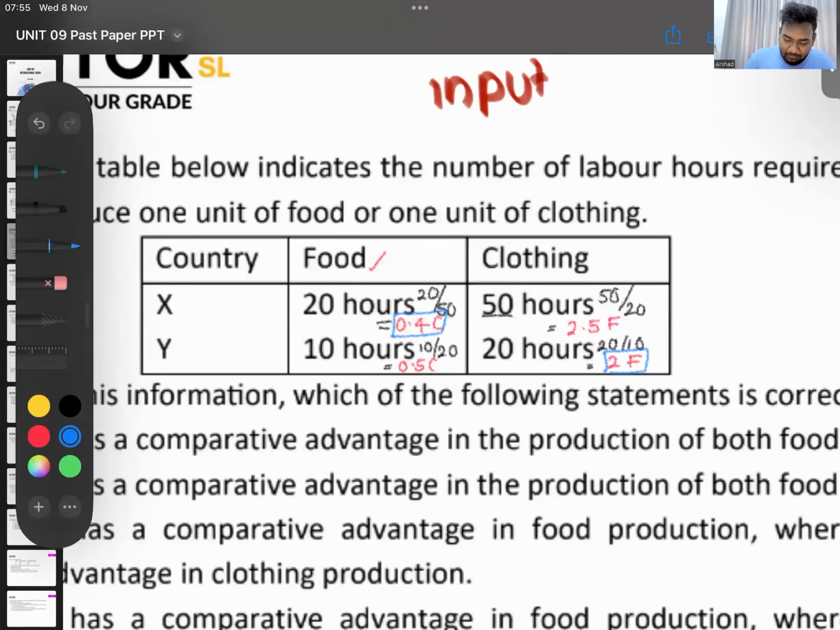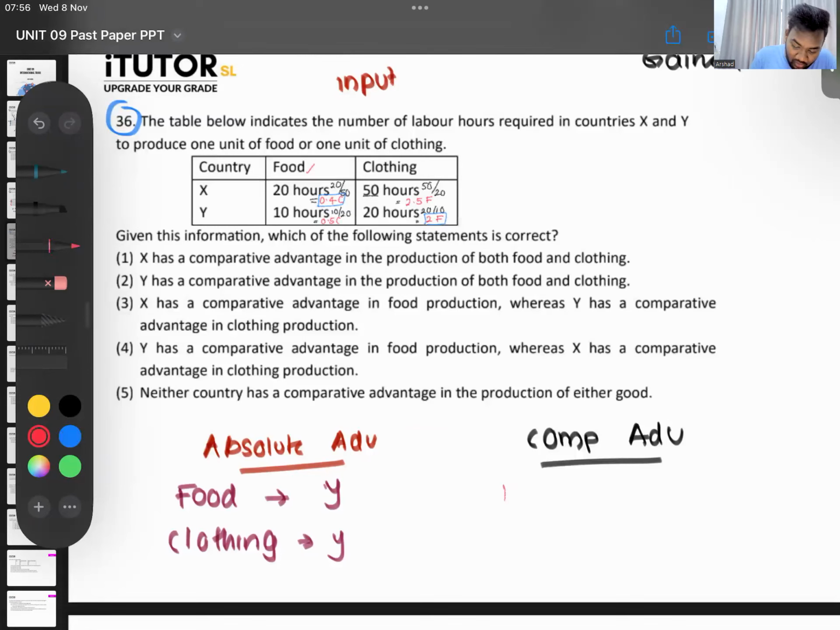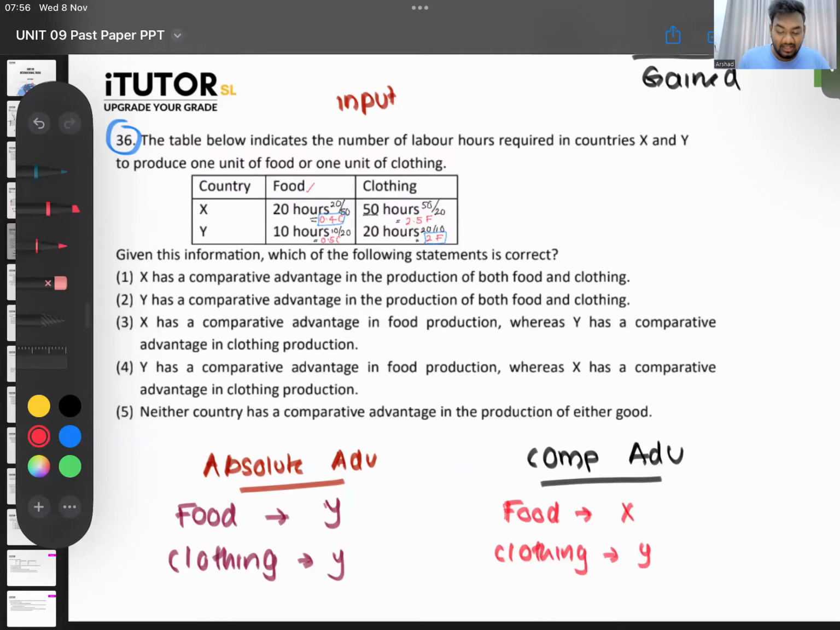So then, comparative advantage, we will go and fill our table. Comparative advantage for food is with country X. Comparative advantage for clothing is with country Y. So based on this information, you tell me which answer is correct. Read through the answers and tell me. Which one is the answer?